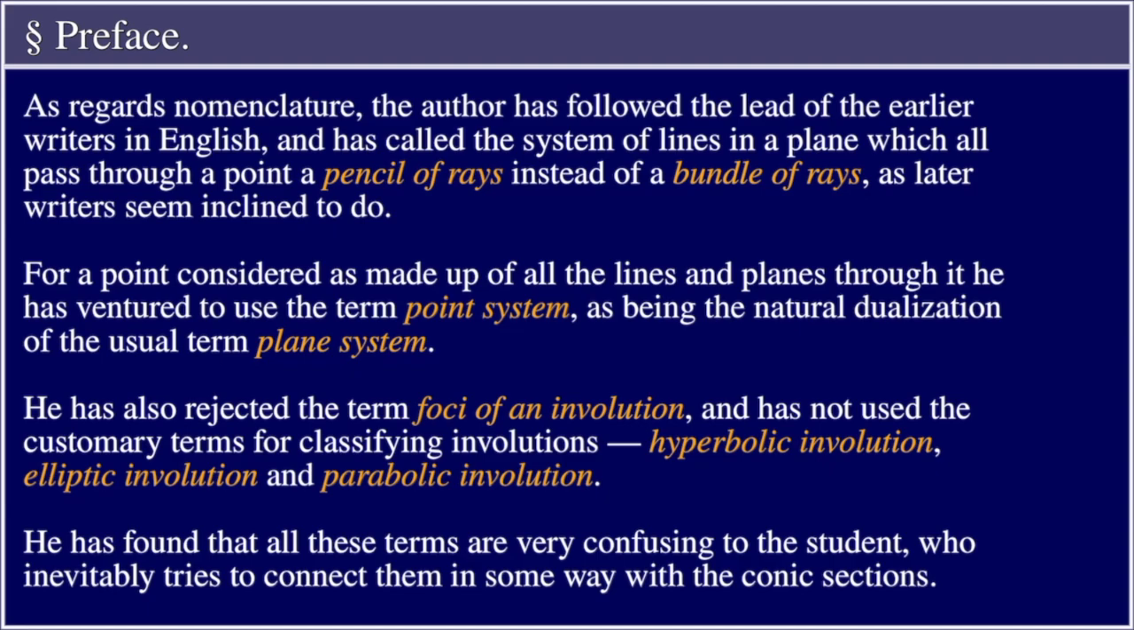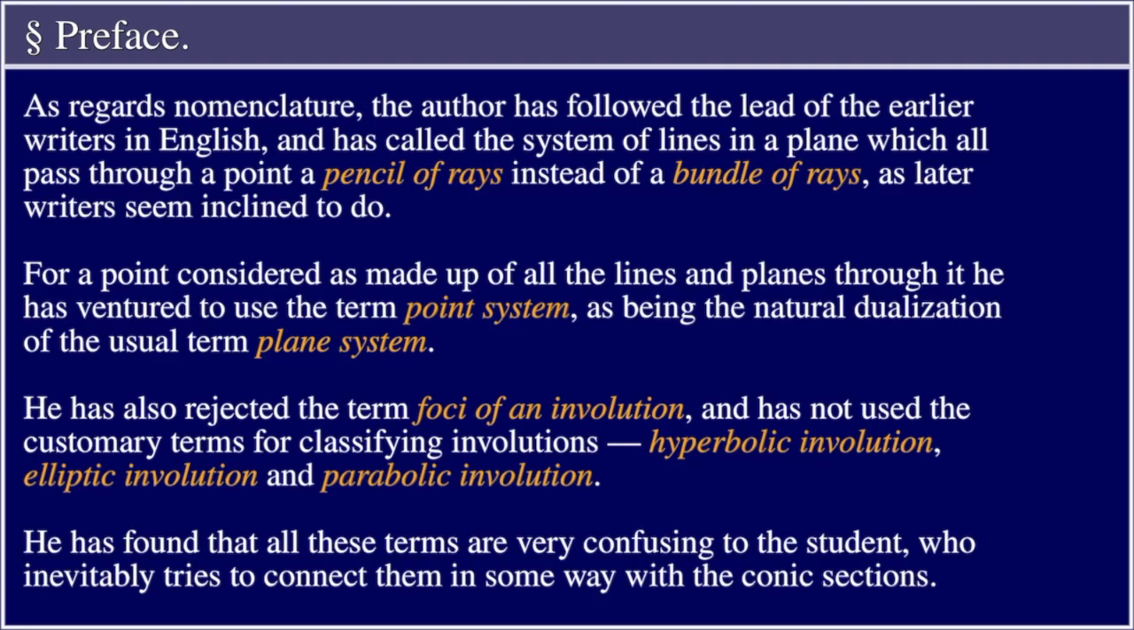As regards nomenclature, the author has followed the lead of earlier writers in English and has called the system of lines in a plane, which all pass through a point, a pencil of rays, instead of a bundle of rays, as later writers seem inclined to do. For a point considered as made up of all the lines and planes through it, he has ventured to use the term point system as being the natural dualization of the usual term plane system.